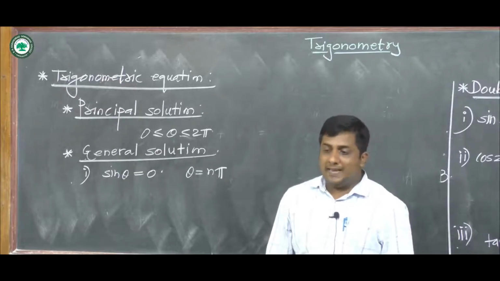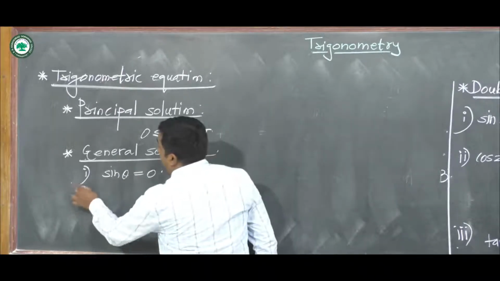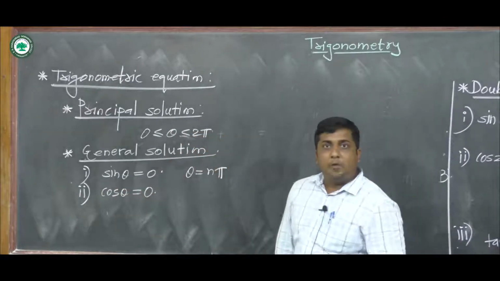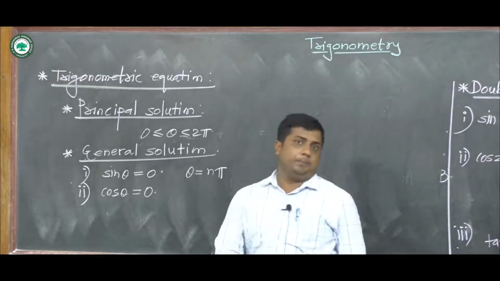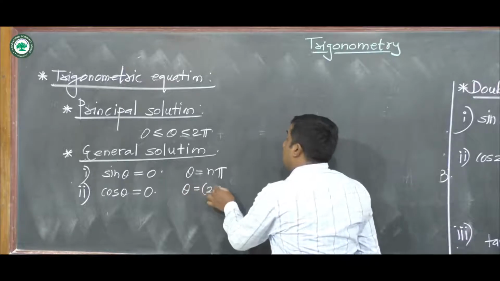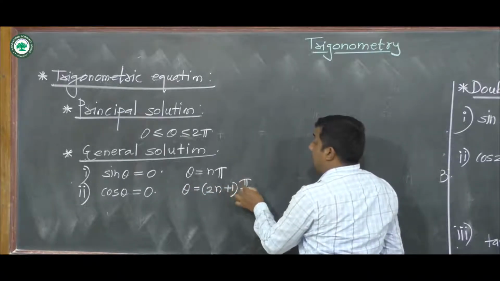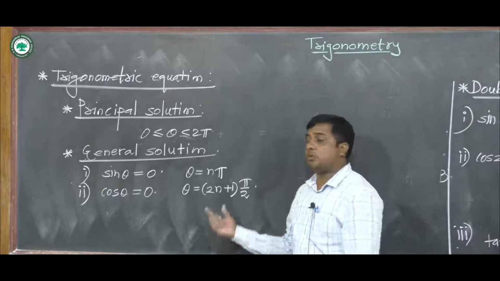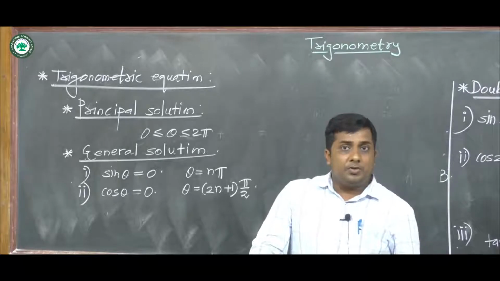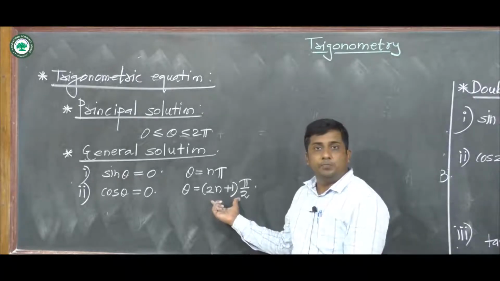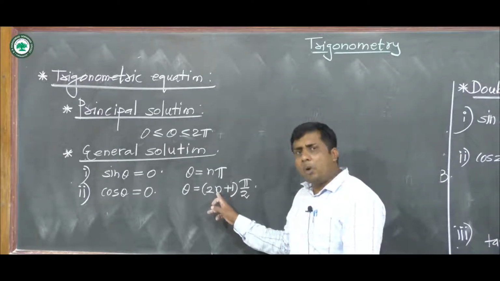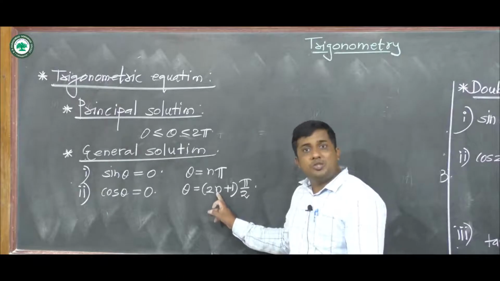Then if we have the form cos theta is equal to 0, the general solution is of the form theta is equal to (2n plus 1) into pi by 2. Here also n belongs to Z. Here our solutions depend on n, and we get a number of solutions since n belongs to Z.